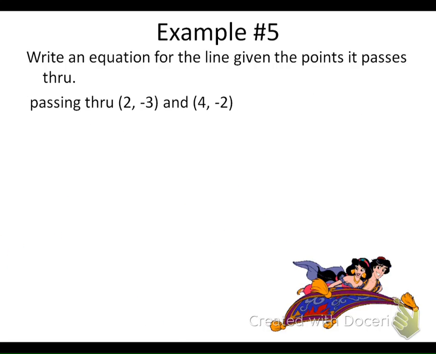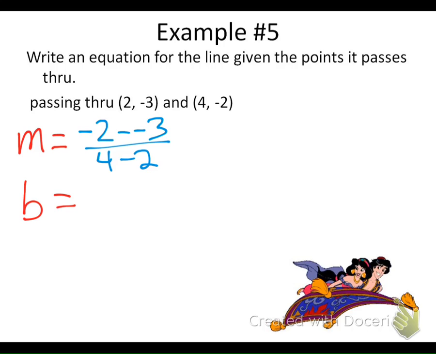All right, here's example 5. On example 5, do I know m? Do I know b? Uh-oh, I've got some work to do. Any ideas? Find the slope. m is just the slope. So how do I find slope? Very good. Subtract the y's. Subtract the x's. So m is a half here.